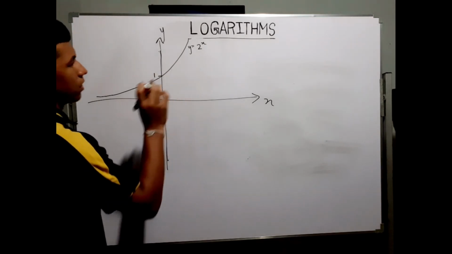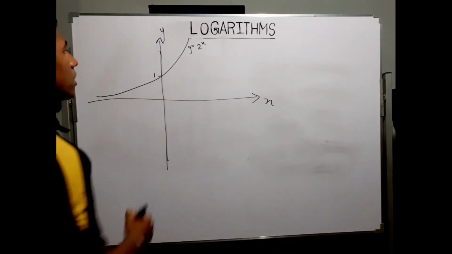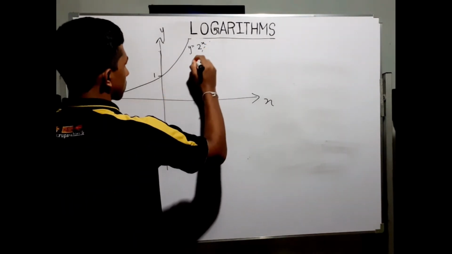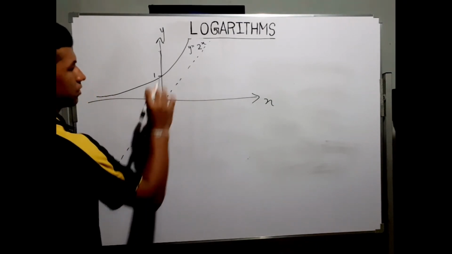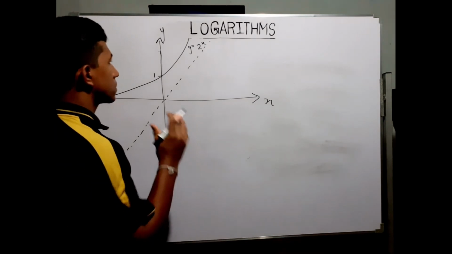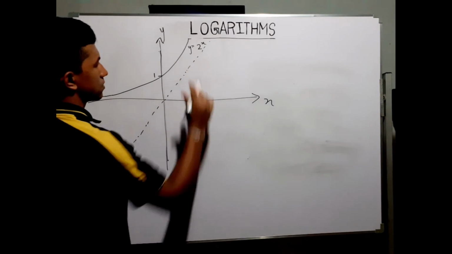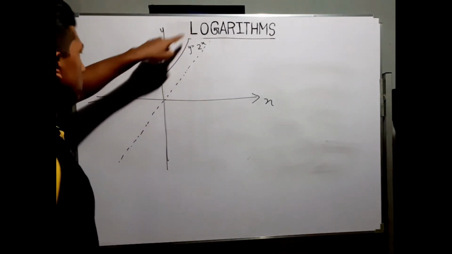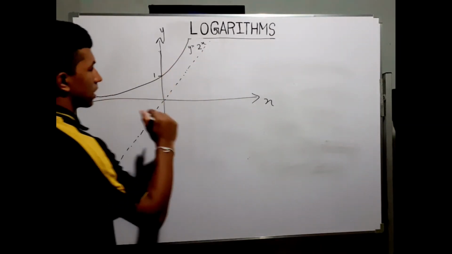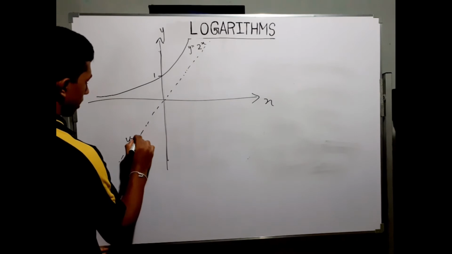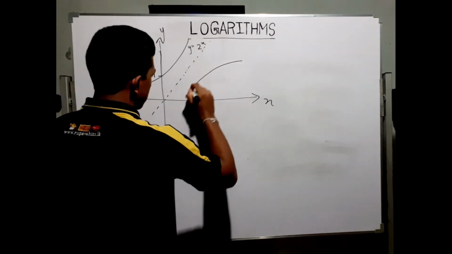So log to the base 2 is going to be the inverse of this graph. Inverse means the reflection in the y equals x axis. This is a bit more detailed knowledge, so it's a pretty hard concept, but if you can understand, it's pretty good. So this is the graph of y equals 2 to the power x. The inverse of this is going to be a reflection along the line y equals x. So the inverse is going to be something like this.